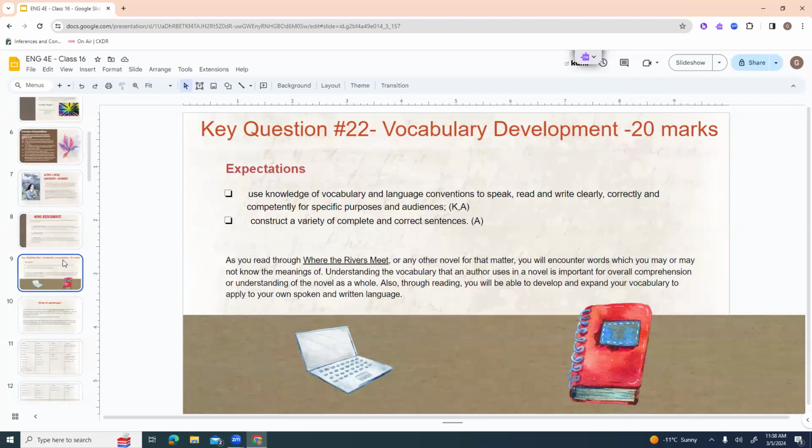Understanding the vocabulary that an author uses in a novel is important for overall comprehension or understanding of the novel as a whole. Also, through reading, you will be able to develop and expand your vocabulary to apply to your own spoken and written language skills.